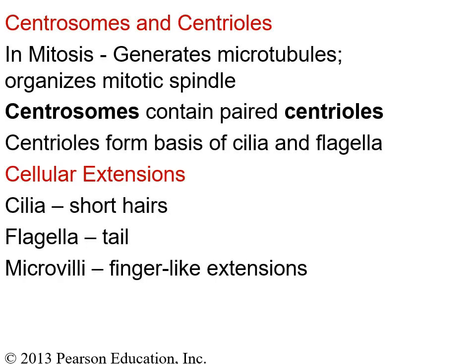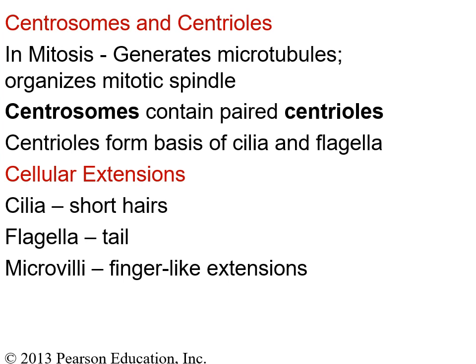Now, centrosomes are an organelle that contains centrioles. These are important in mitosis because the centrioles generate the microtubules and organize the mitotic spindle, and we'll talk about mitosis in lab. The centrioles, like I said, are in pairs, and the centrioles can also form the basis of cilia, which are little hairs that extend from some cells, and flagella, which is the tail that you see in the sperm cells.